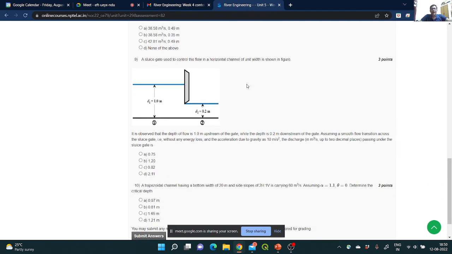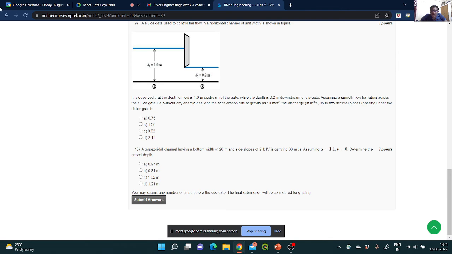Then question number 9 is about a sluice gate, which is used to control the flow in a rectangular channel. This is again nothing but the application of the same specific energy expression, E is equal to y plus v square by 2g. Using that, you should be able to solve question number 9 also.